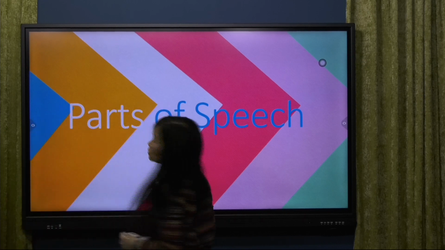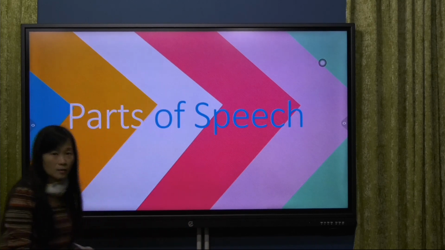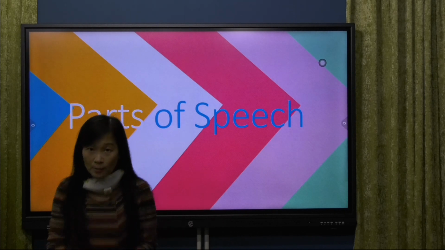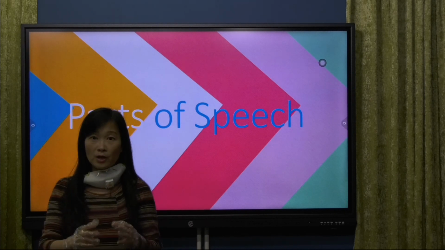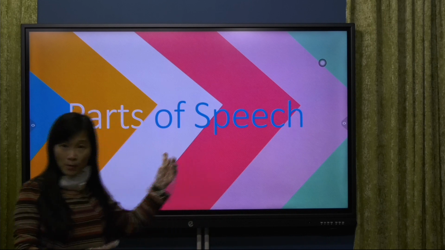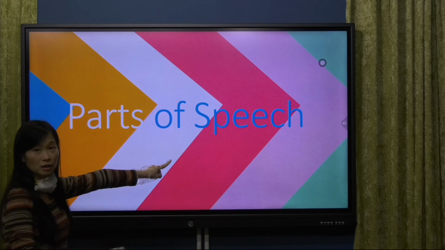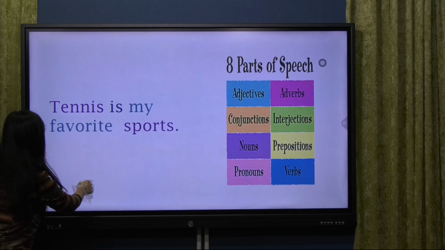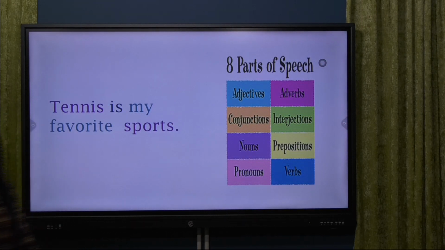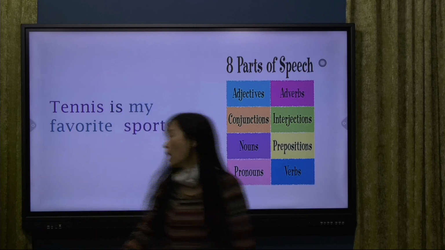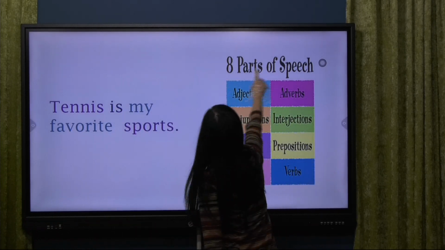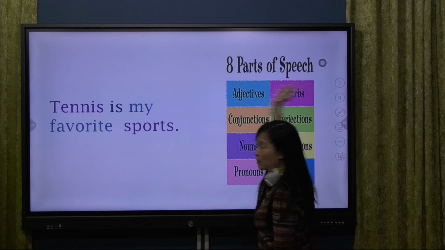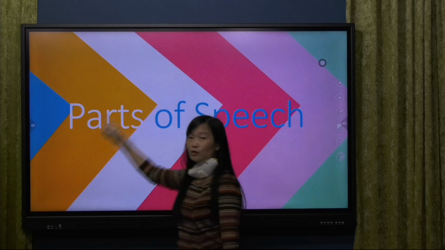So here we come to our next part. For today, I'm going to work with you on something about vocabulary and grammar. The topic is parts of speech. Oh my goodness, what is this? Many of you don't know. So we have a look at some examples and then we can have some ideas. Actually, in English we have 8 parts of speech. And here is an example for you.